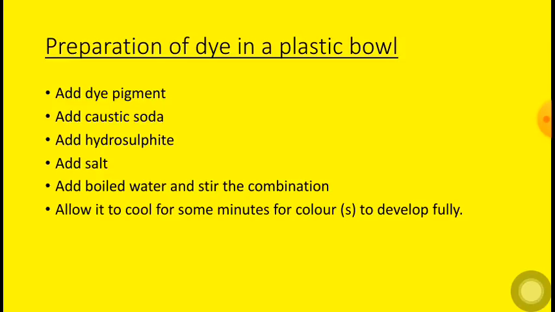Add your dye pigment, add your caustic soda, add your hydrosulfide, add salt, then you add boiled water, and you stir the combination. Ensure you stir properly to make sure that the whole thing is properly mixed together. You stir very well. Then allow it to cool for some minutes for the colors to develop fully.